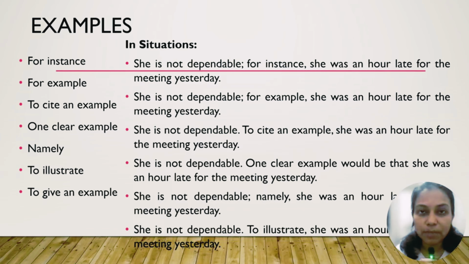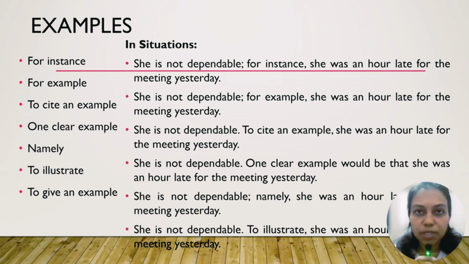When you want to give examples, let's see, for instance, for example, to cite an example, one clear example, namely, to illustrate, to give an example. These help make your argument stronger by adding real life context. Let's see how to use in situations.